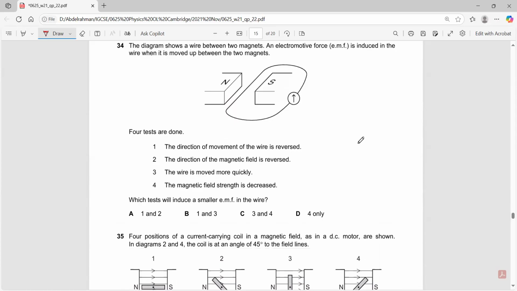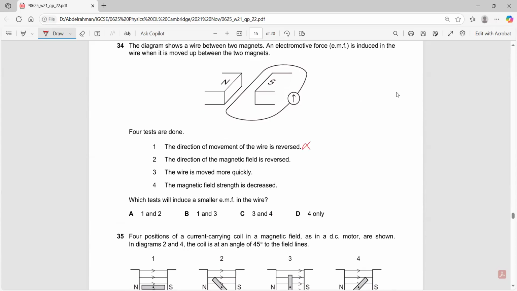Diagram shows the wire between two magnets. EMF is induced. 4 tests are done. Which tests will induce a smaller EMF? A smaller EMF, we need to decrease the EMF. Direction is reversed. Direction of the motion is reversed.